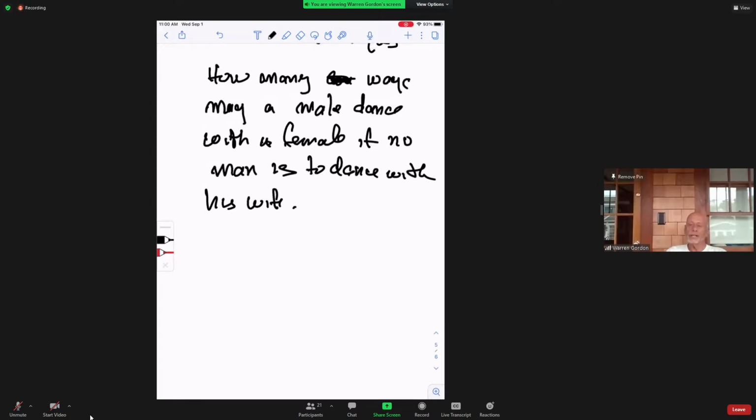So altogether, let's do this problem 2 ways. Okay, method 1. Well, let's suppose I choose a male first. How many choices do I have for a male? Okay, now we'll choose the female. How many choices do I have for the female if no man is to dance with his wife? Okay. So the answer to this problem would be 72.